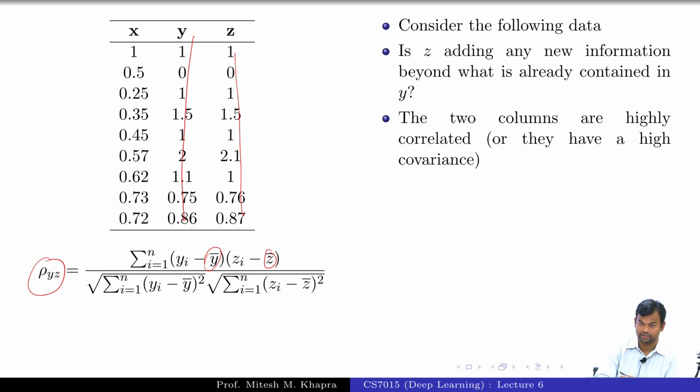Z bar is the mean of this column. And this is how you compute correlation. This is just the formula, okay? So from every entry, you subtract the mean. This is known as centering the data. If you do this, what would the mean of the new data be? 0, right? That's why it's called centering the data.